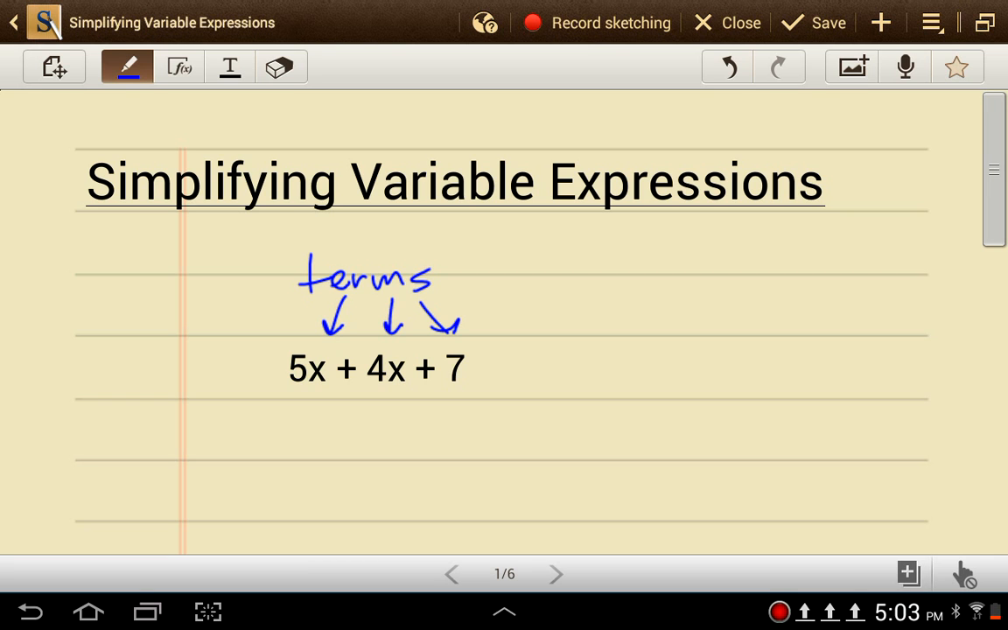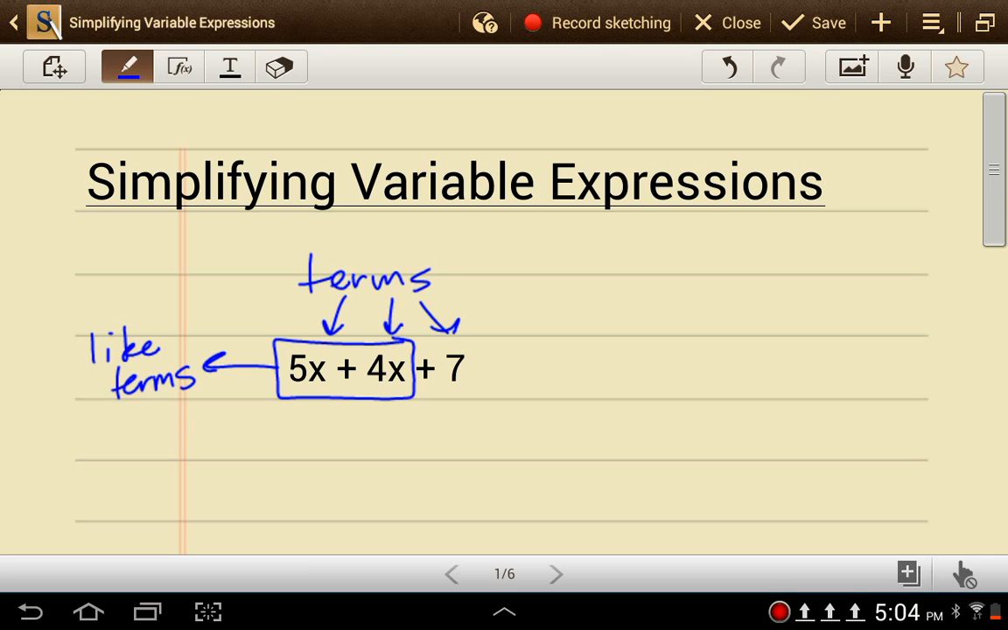Staying with terms, I want to talk about like terms. Now the 4x and the 5x are like terms because they're identical variables. Now numbers just by themselves, like if I had the 7 and I had a 9, those would be like terms because they both don't have any variables. And it has to be identical. So an x and an x squared would not be like terms because they're different. One is an x, one is an x squared.